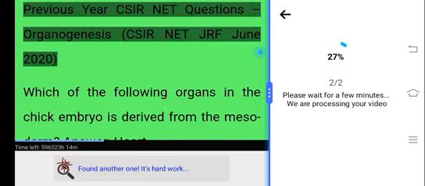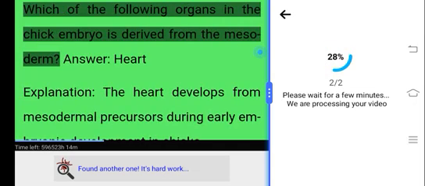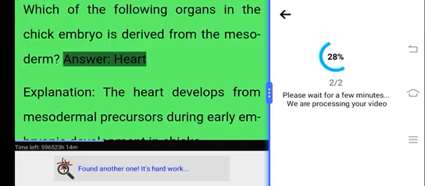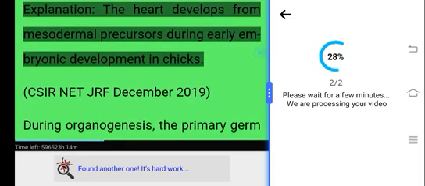limbs. Previous year CSIR NET questions. Organogenesis, CSIR NET JRF June 2020. Which of the following organs in the chick embryo is derived from the mesoderm? Answer: heart. Explanation: the heart develops from mesodermal precursors during early embryonic development in chicks.